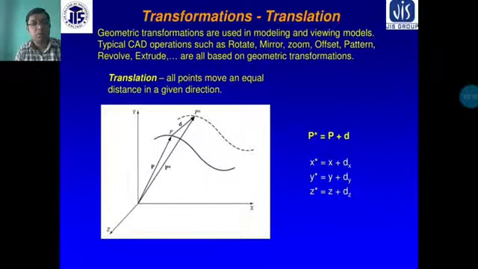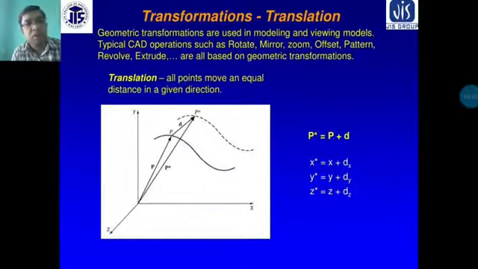Suppose we consider p star equals p plus d. So x star equals x plus dx, y star equals y plus dy, and z star equals z plus dz.